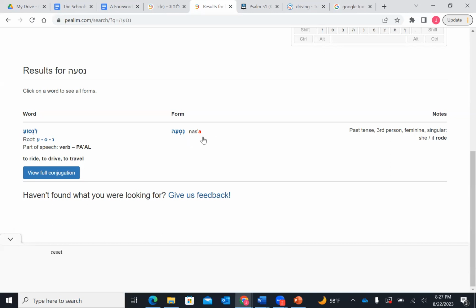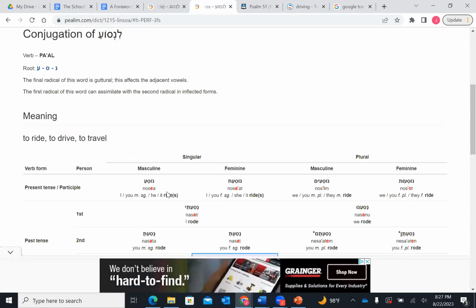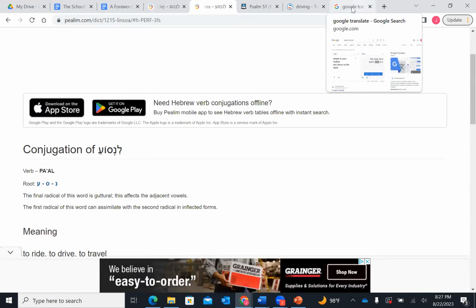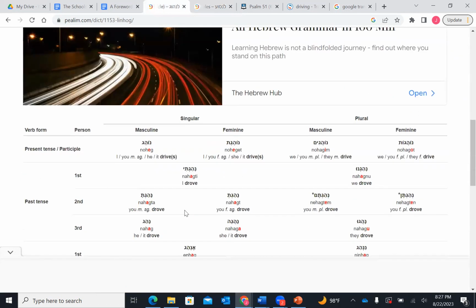So that she rode to the store, to drive, to ride, to travel, but it's really the road to ride. Okay. So I like the other one. I like the other way better. I like this one better. Right. She drove. Nahaga. So you say he naga, right? He is she. He naga lechanut. She drove to the store.